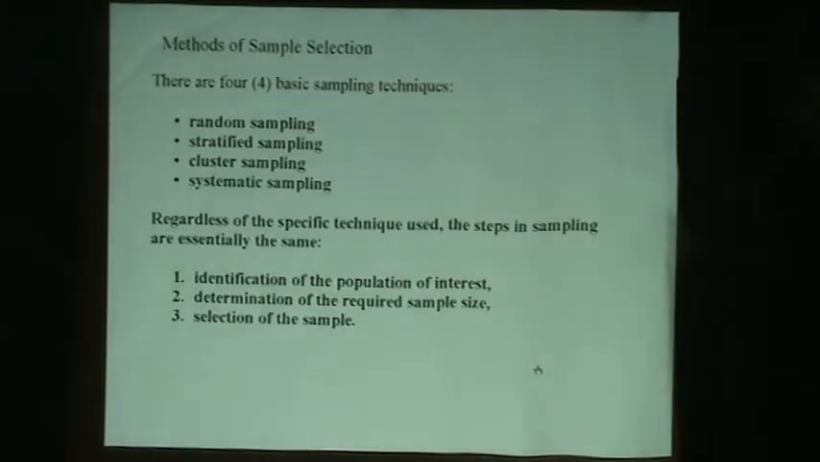We're going to talk about 4 basic types of sampling. Random sampling, which under most conditions is generally the best type of sampling. Stratified sampling, cluster sampling, and systematic sampling. But no matter what sampling technique we're using, basically the process is the same. Identify the population of interest, determine what the necessary sample size is, and then determine the method of selecting the sample.